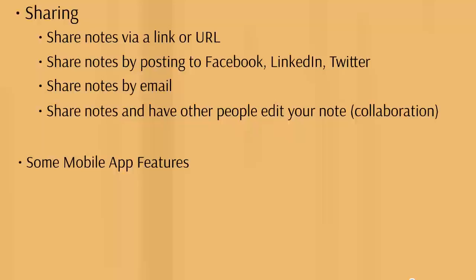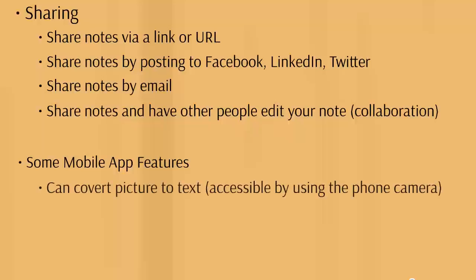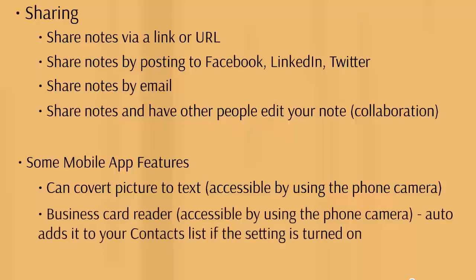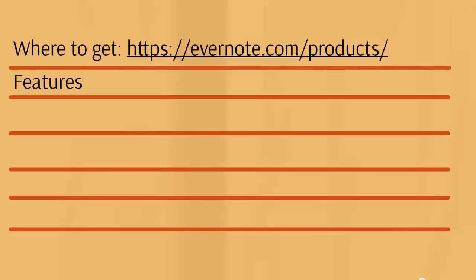So for those of you who have an Android or iPhone, it's good to have, and that's why we like the tool as well, because it's compatible with different platforms essentially. You can actually convert a picture to text by accessing your phone camera. And it also has a business card reader accessible by using the phone camera, and it automatically adds it to your contacts list as well.